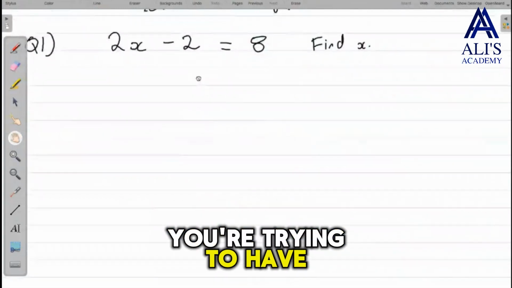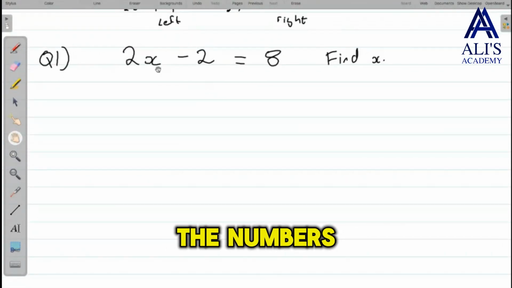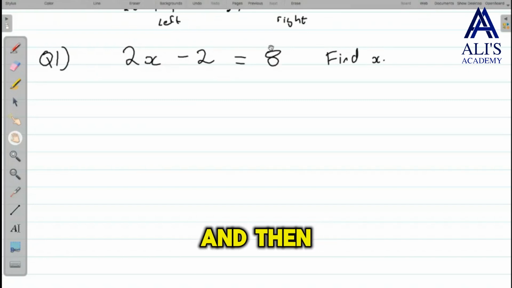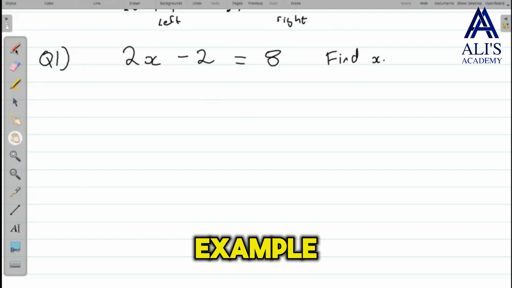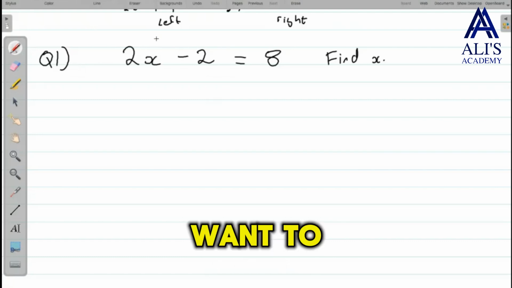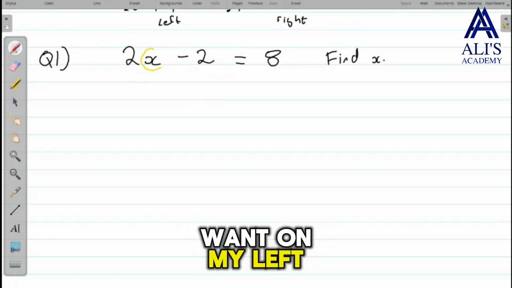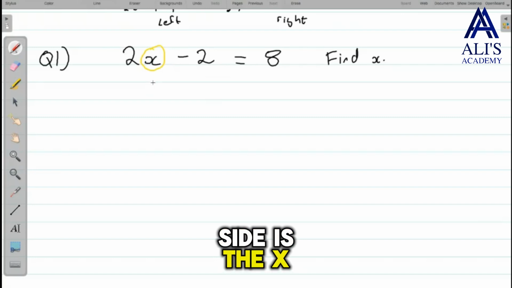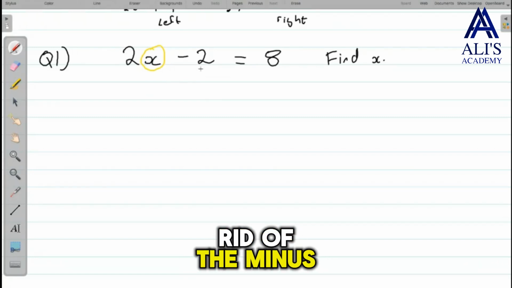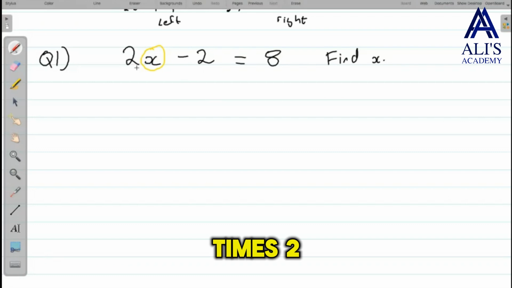You're trying to have the letters on the left side, and on the other side you're trying to have the numbers. So let's say, for example, the only thing I want on my left side is this x. The only thing I want on my left side is the x. I need to get rid of the -2 and I need to get rid of this ×2.